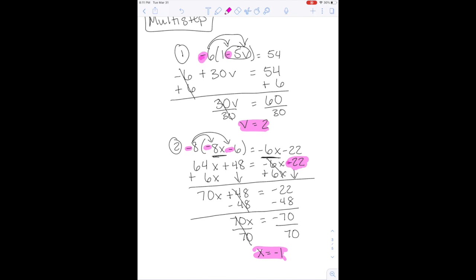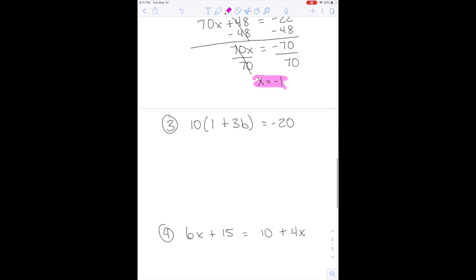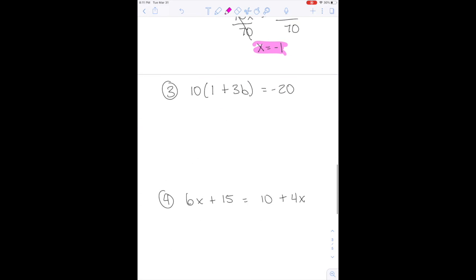All right, my last example, I guess I have two more. My next example, again, I have distribution. This time though, I'm dealing with all positives. I would make sure that you are drawing those arrows so every time you remember to distribute to both parts, because a lot of students have answered questions like this number 3 incorrectly because they've said like 10 plus 3b instead of 30b. You need to make sure you're distributing to both parts.